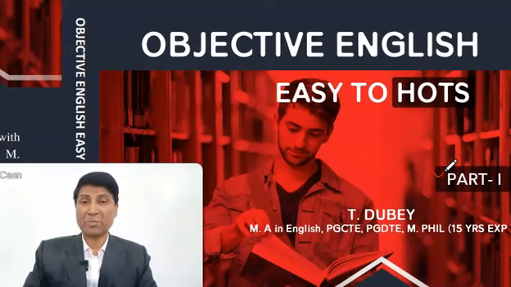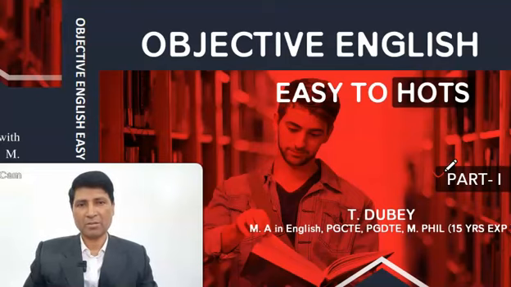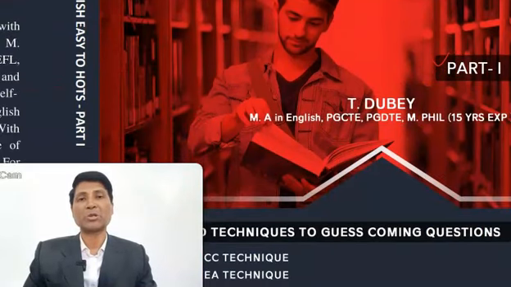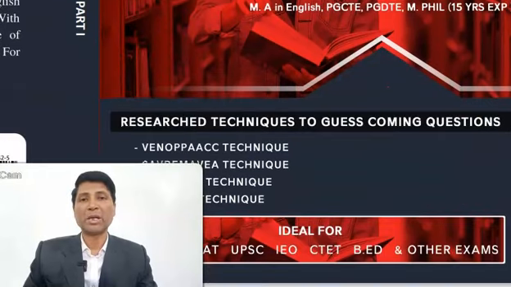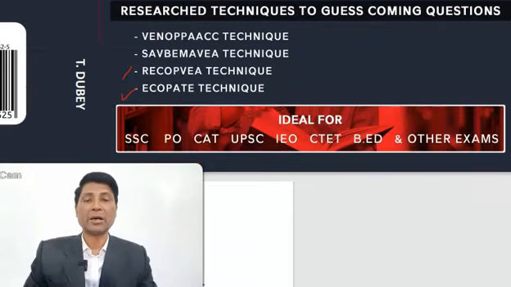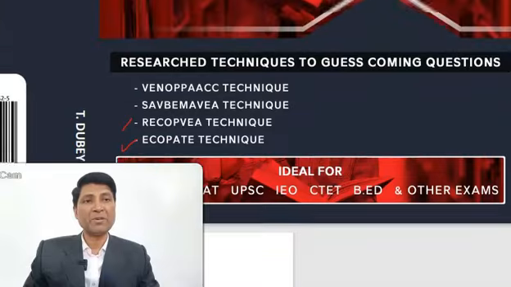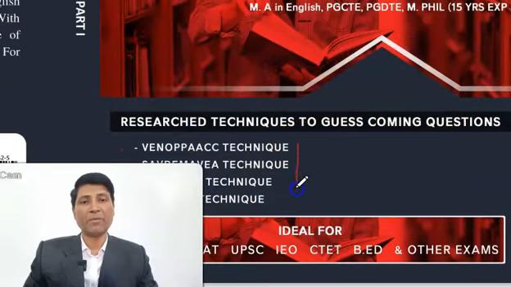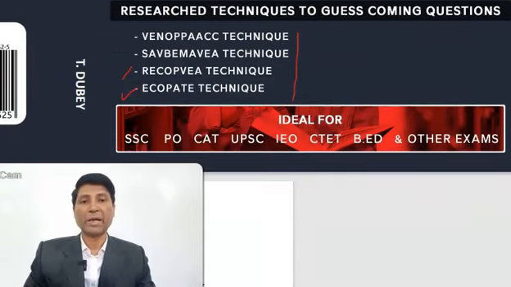In these books, Objective English Easy to Hearts Part 1 and Part 2, I have written some unique research techniques. With the help of these techniques, you can solve any question asked at school level examinations and in different competitive examinations that are mentioned here at the bottom of this cover page. And names of some of the techniques are also mentioned here. You can see Venopak technique, Submavia technique, Recovia technique, Ecopay technique, and there are many more inside these books.